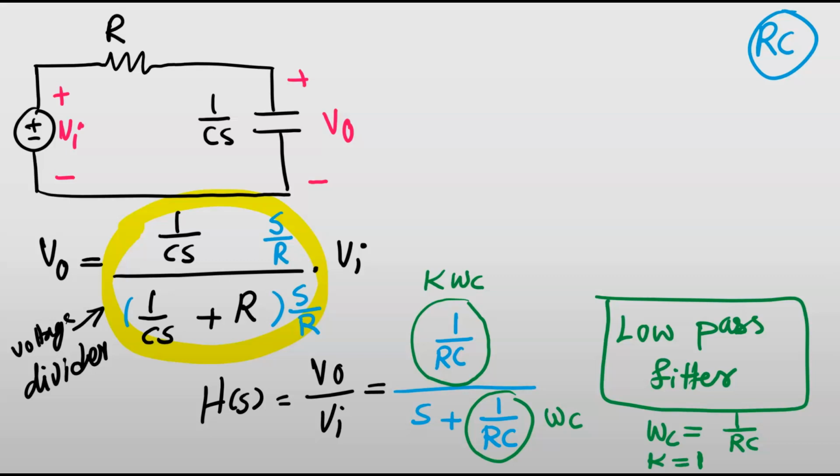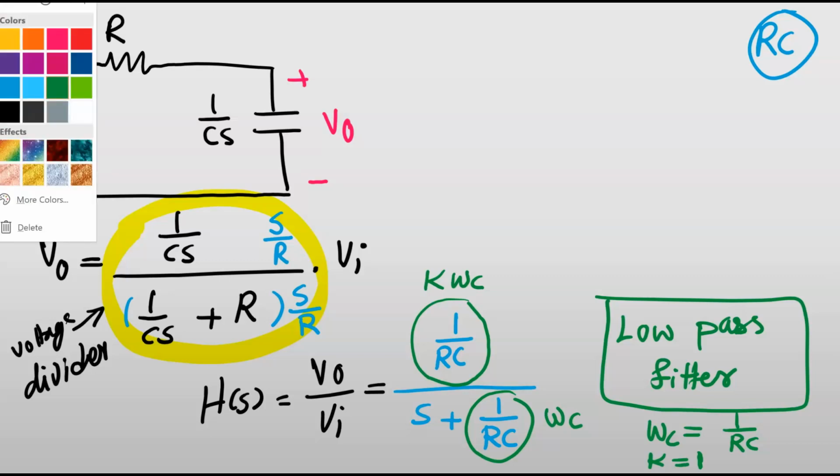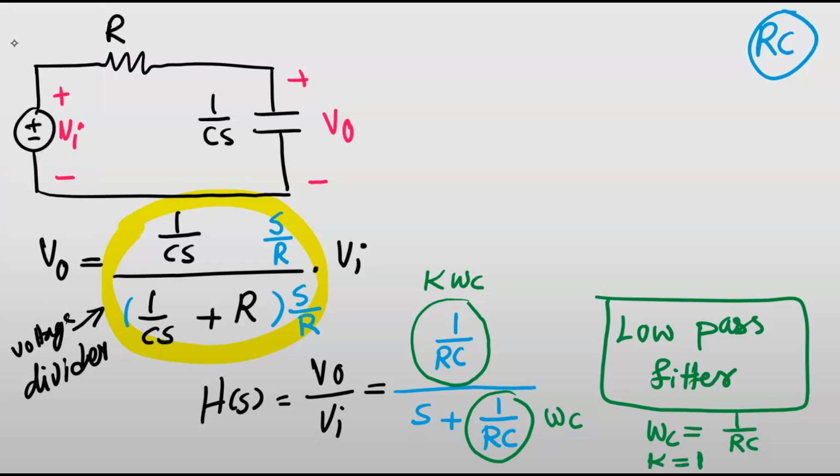Now I want to see what happens if I focus on the same circuit, but this time, instead of looking at the voltage of the capacitor, what happens if I look at the voltage of my resistor? I'm going to choose another color. This time I want to see what will happen if my output voltage is the voltage of the resistor. If I focus on this voltage, I'm going to write everything on a new slide.